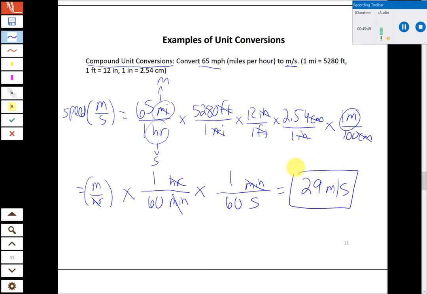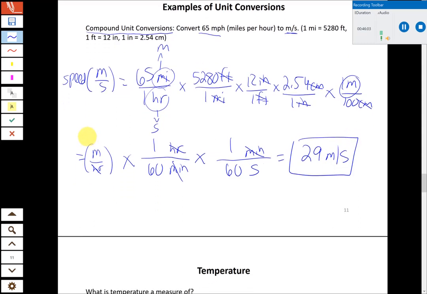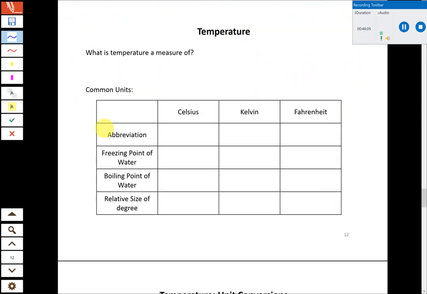All right, so it's really the same approach. It's just recognizing that when we have compound units, which is a ratio of 2 or more units, in this case just miles over hours, we convert the two separately from each other to get to the final compound unit that we want.